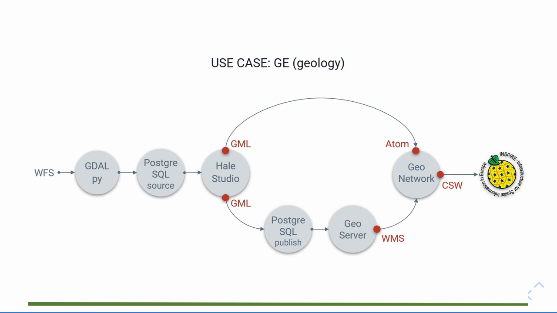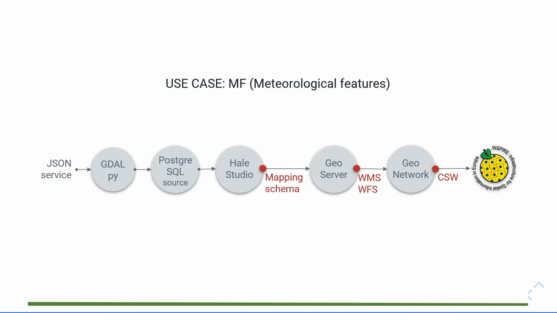And then we are publishing using GeoServer and WMS services. This is not very fancy, just a WMS service. Okay, so we have a source database, a publish-ready database, and GML for the data download. And this is the more interesting part.